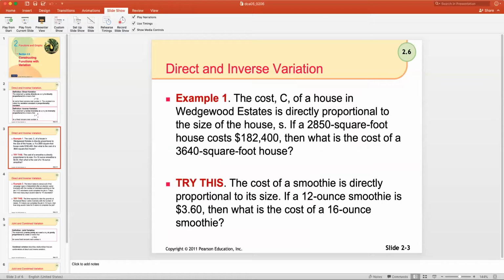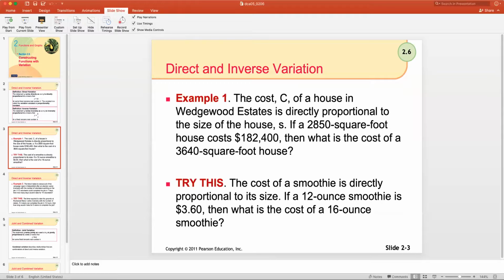Okay, so let's see an example. Example 1. The cost C of a house in a Westwood estate is directly proportional to the size of the house S. So you see that here, the problem introduced the variables cost of house and size of house, C and S, right? The problem says that the cost of the house is directly proportional to the size of the house S. So we can use direct variation, what we just saw in the previous slide.